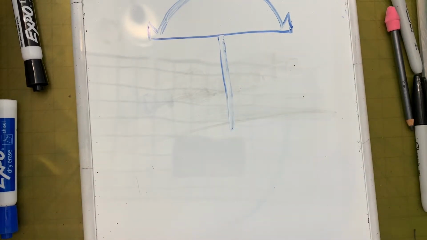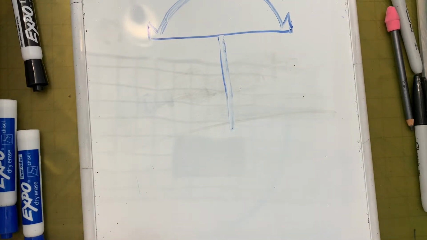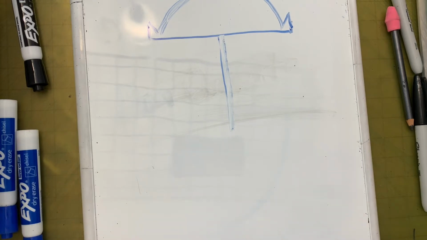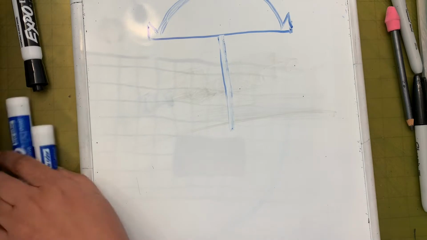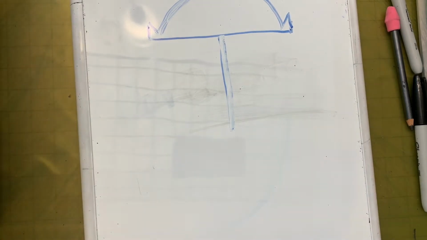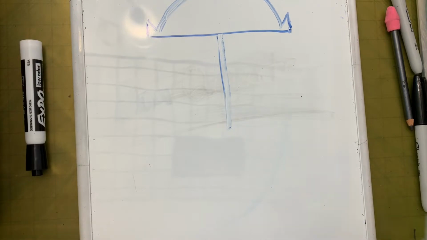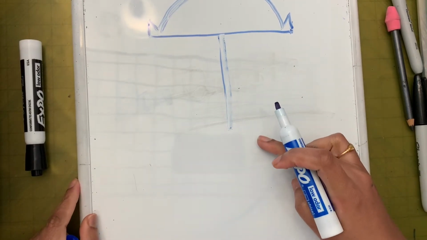This marker is also not working. Let me get another one. These 3, let me put it aside so that I can throw it away. So we drew the vertical line.